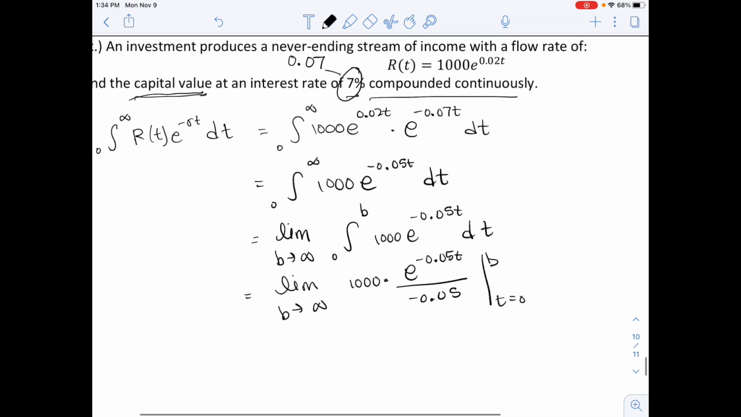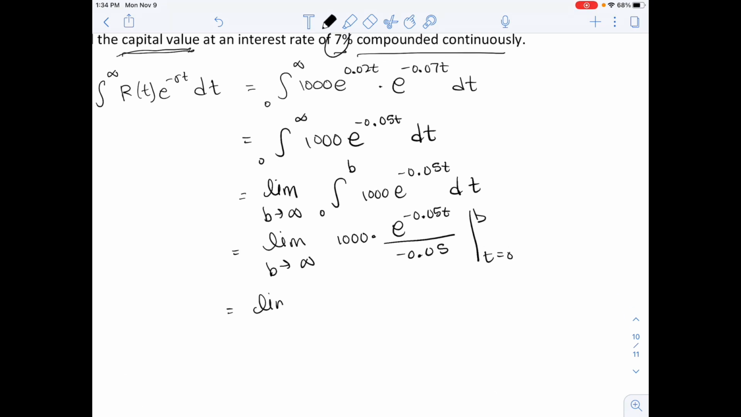Substituting in my upper limit of integration, again rewriting that limit, we are going to have 1000 divided by negative 0.05, which works out to be negative 20,000, and then we have e to the negative 0.05b, minus negative 20,000 e to the 0, which would just be 1. So I'll leave it like that.